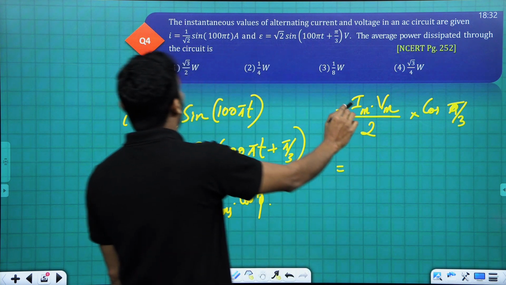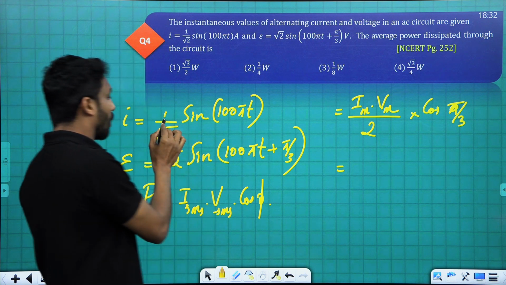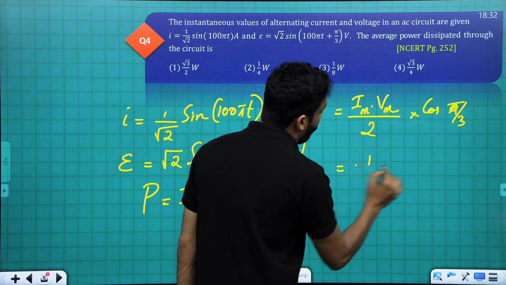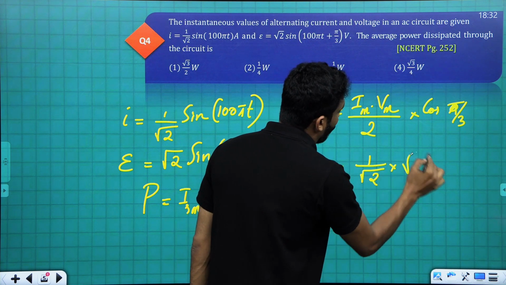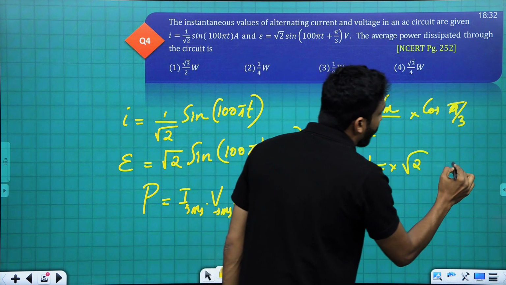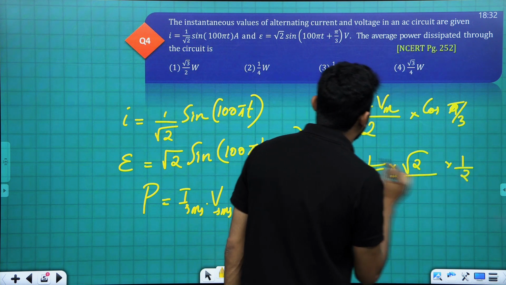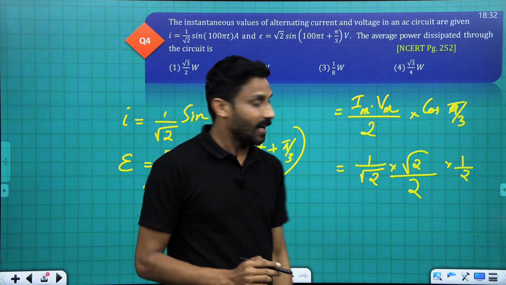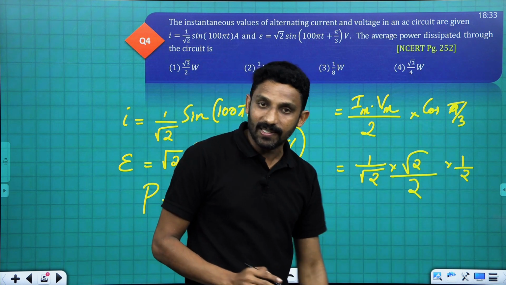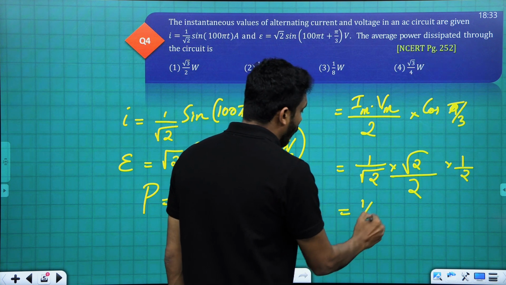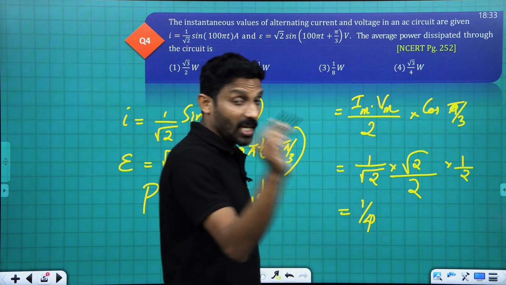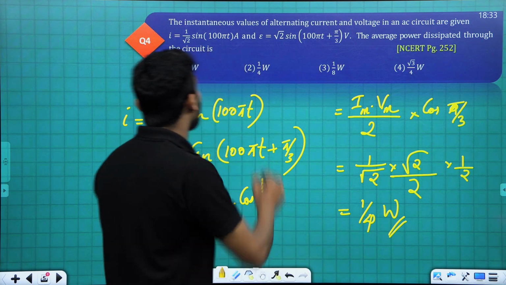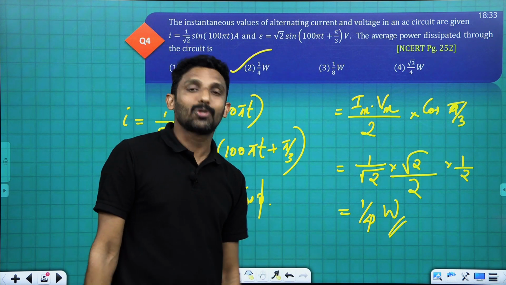Clear? Yeah. What is Im equal to? The peak value of current is 1 by root 2 and Vm is root 2. Then cos pi by 3 is 1 by 2, divided by 2 here. Root 2 cancelled. 1 by 2 into 1 by 2 is 1 by 4. And the SI unit of power is watt, isn't it? 1 by 4 watt is the answer, option 2.